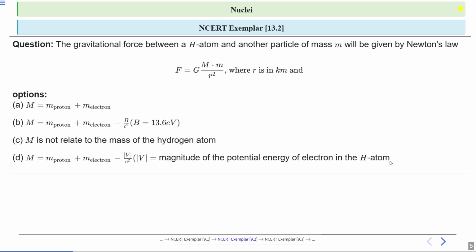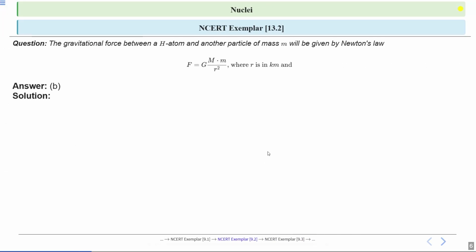C option is that m is not related to the mass of the hydrogen atom. D option is capital M equal to m proton plus m electron minus mod V upon C square. Mod V is the magnitude of the potential energy of the electron in the hydrogen atom. This option uses the potential energy of the electron as the measure of the binding energy. So the correct option is B here. Let's discuss the solution in detail.